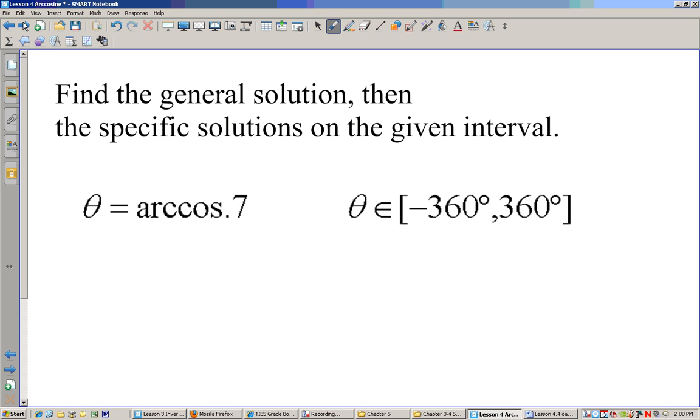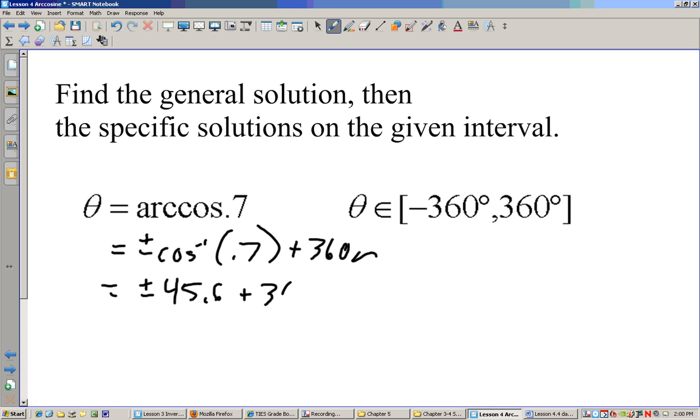So if I want to find the arc cosine of 0.7 between negative 360 and 360, and we're including the ends, we know arc cosine is plus or minus the inverse cosine plus 360n, because we're dealing in degrees. So we just have to take the inverse cosine and make sure our calculator is in degrees, because we have theta. Inverse cosine of 0.7 is 45.6. So I have plus or minus 45.6 plus 360n. It says find the general solution. This right here is the general solution.